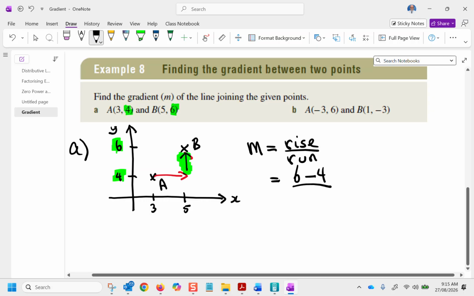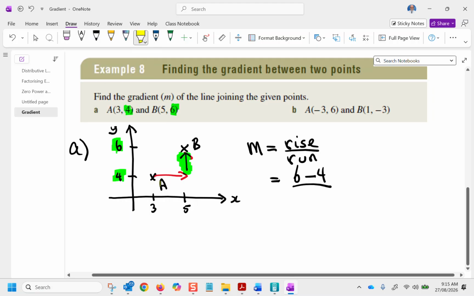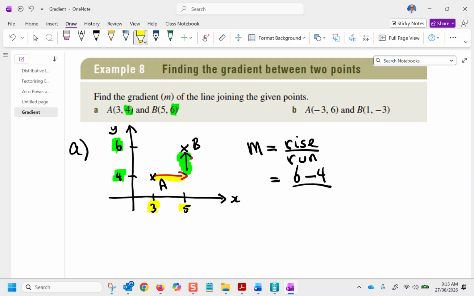For the run, I'll use a different colour highlight for the run. For this distance, it's going to be the change there between the 3 and the 5. And the 3 and the 5 were the x coordinates of the points, weren't they? So in my working, I would take the 5, take the 3, and that becomes 2 over 2, which is a positive 1 gradient.